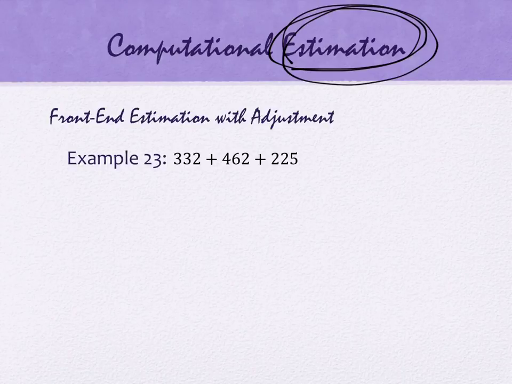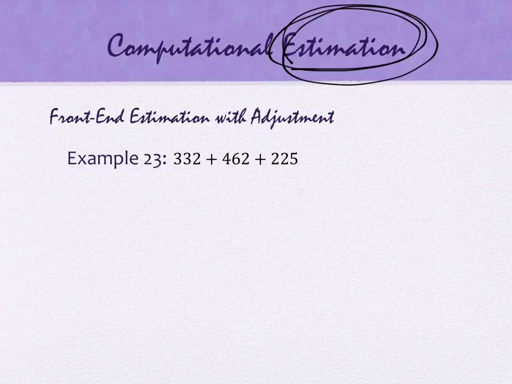Okay? Estimation can be done on paper. Mental math should give you exact answers. So they're not the same thing. All right, so let me show you the first one. This is called front-end estimation with adjustment. So there's two steps to this because you see it says front-end estimation, and then it says with adjustment. You guys see the two pieces here?